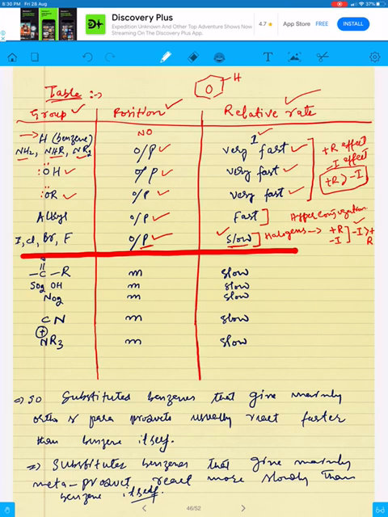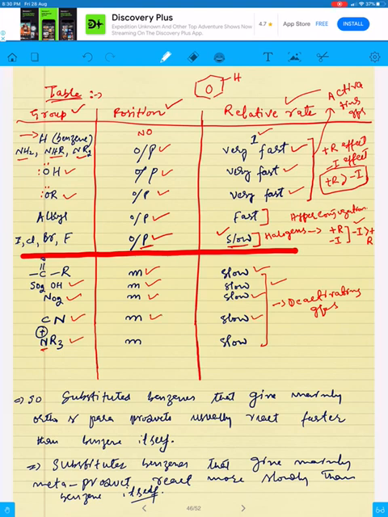Then you have the COR. This is meta-directing. Rate of reaction obviously slow. These are deactivating groups. So you have SO2OH, meta-directing, rate of reaction is slow. NO2, meta-directing, rate of reaction is slow. You have CN, meta-directing, rate of reaction is slow. You have NR3, this nitrogen positively charged. It is meta-directing, rate of reaction is slow, right?